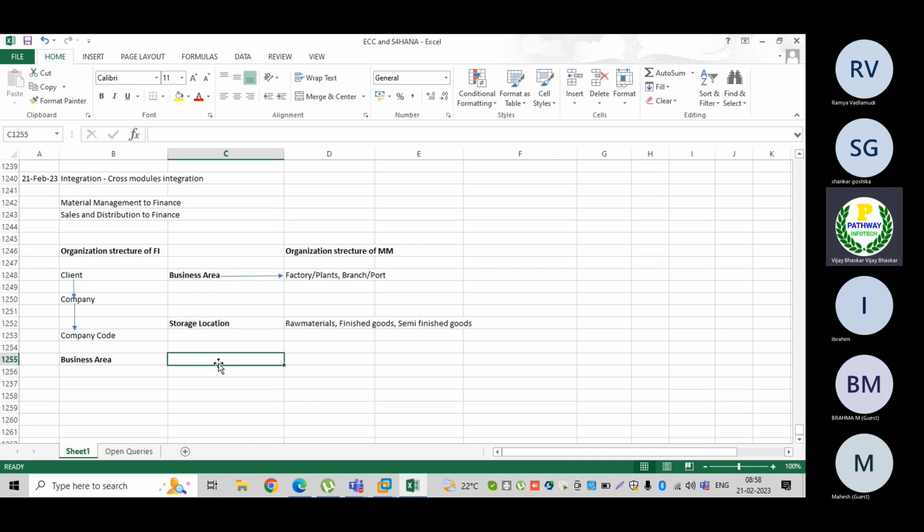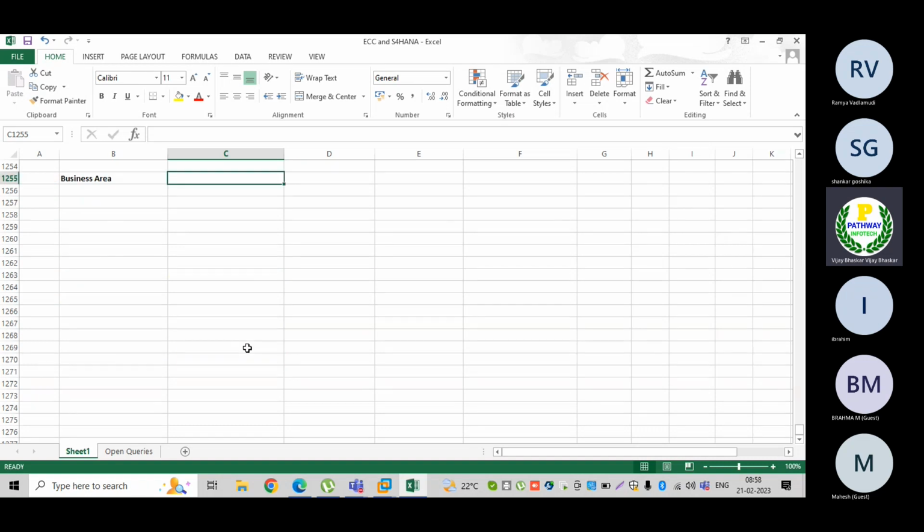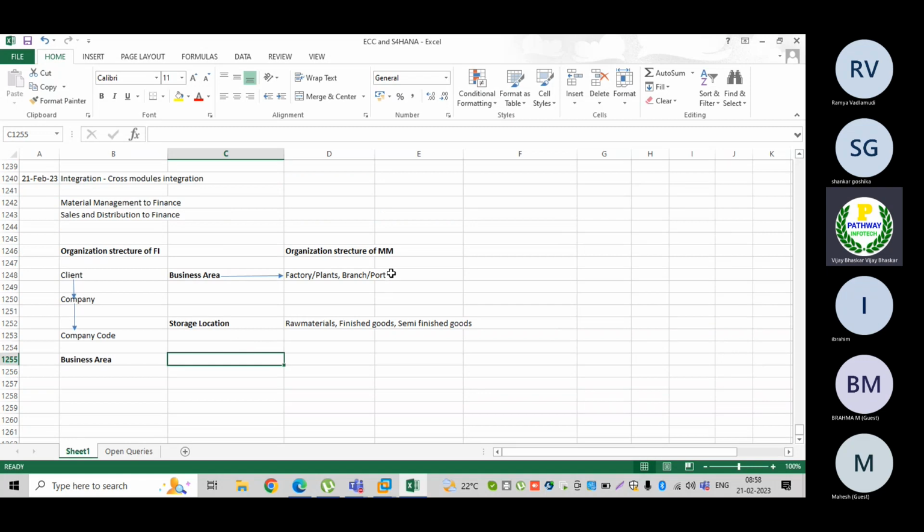For MM, business area and storage location are important, and going forward we must also define the plant. The business area is where the factory is running, the place where the factory is located. The storage location is what kind of materials we are storing. The next one is why we created the port as a plant. Let us assume what will happen.